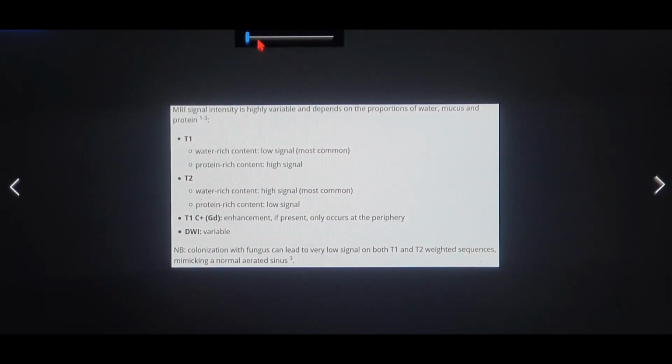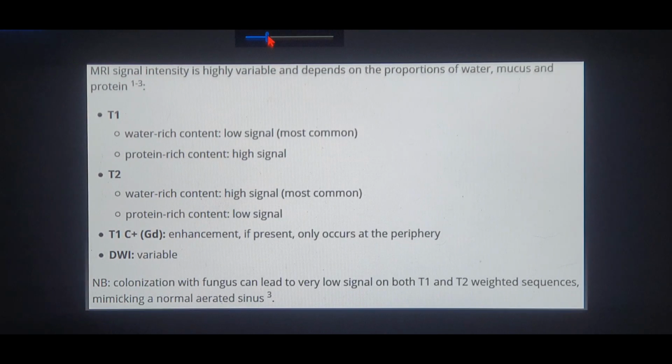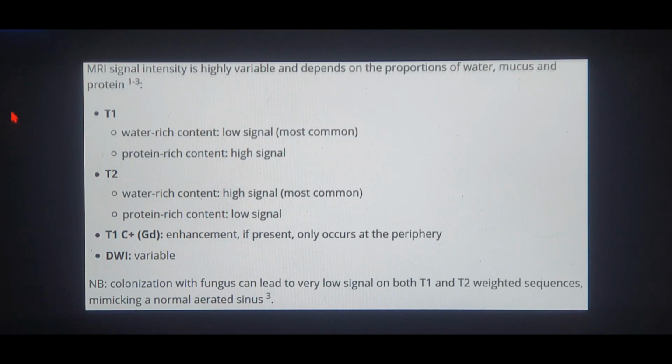Okay, so this is the theoretical aspect which you need to take a screenshot of right now. This is going to be real helpful. Now you have to read this very carefully. The MRI signal intensity is highly variable and depends on the proportions of water, mucus and protein. The T1 section and the T2 section will appear different for different conditions depending upon the concentration of the water, the mucus, which is a thick secretion, and the protein.